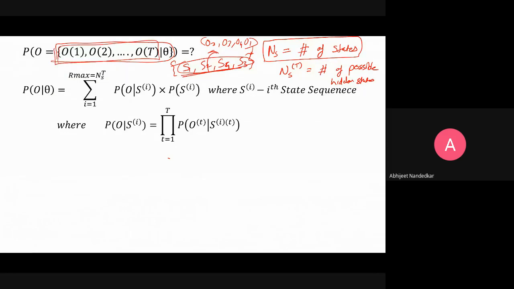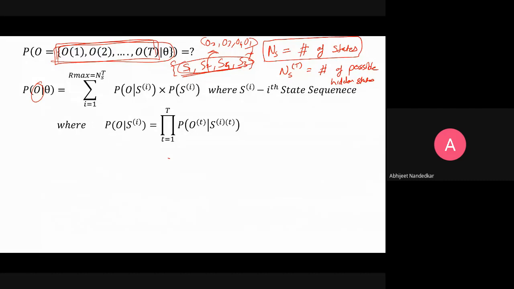Now see why I'm not caring about the hidden state transition. When I do this sum, that means I'm not caring which sequence has produced this observation. I am interested in just the observation that this machine can produce. So we can take all possible combinations of hidden states and ask the probability that the sequence will produce this set of observations.